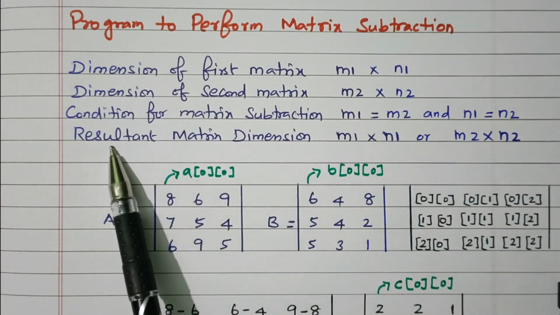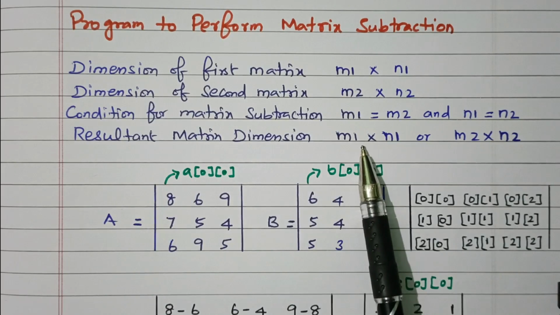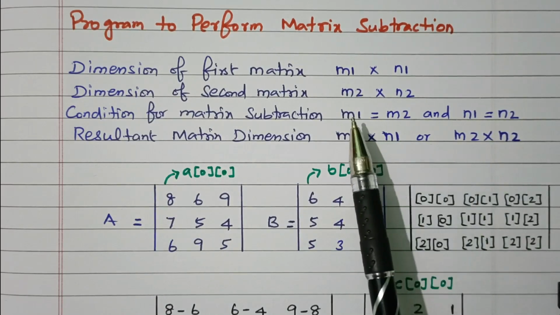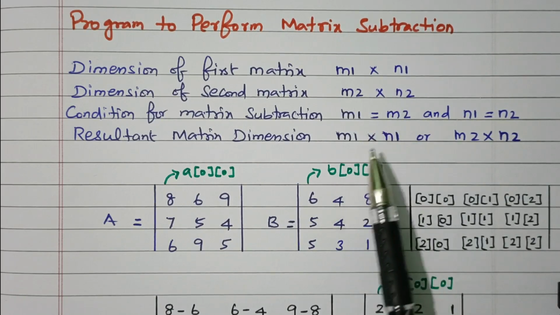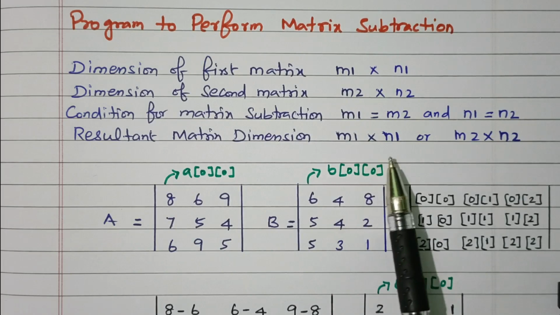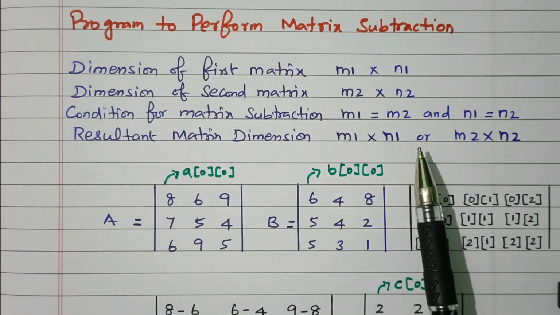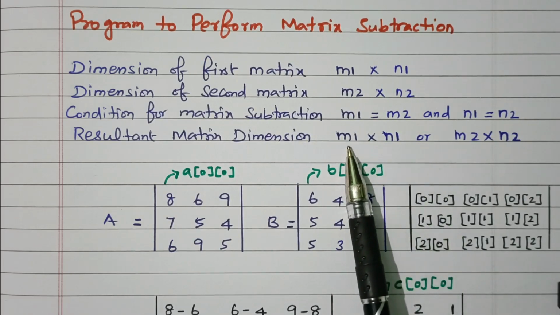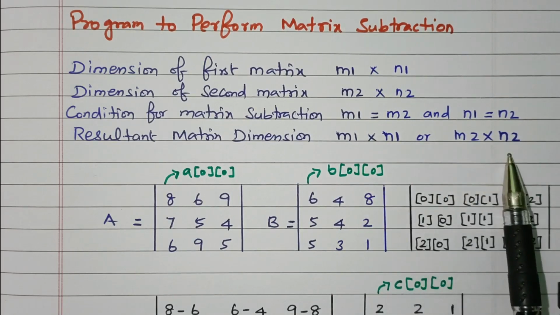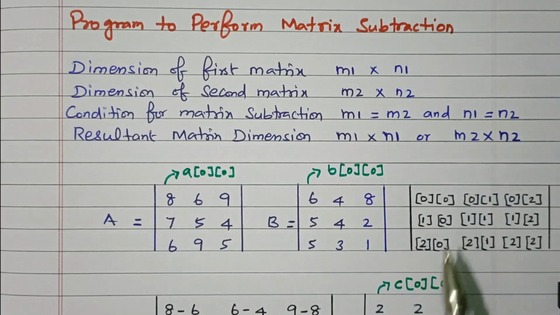So based on that, the resultant matrix may be m1 into n1 or m2 into n2, because all the dimensions are the same. The dimensions of the first matrix, second matrix and resultant matrix are equal. Then only we can perform the subtraction. So the resultant matrix may be m1 into n1 or m2 into n2. Now we'll see how to do the matrix subtraction.